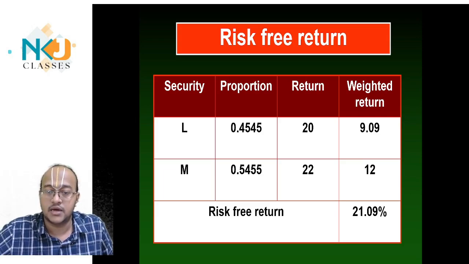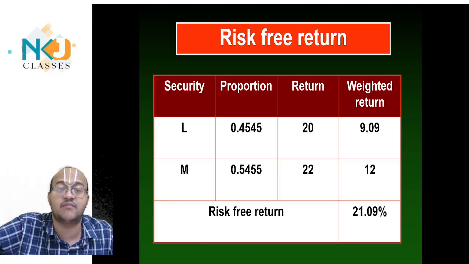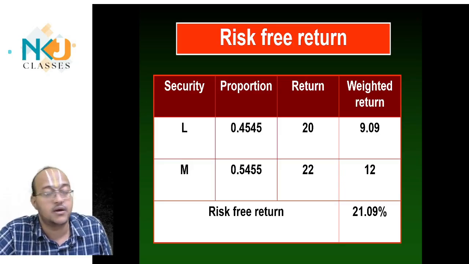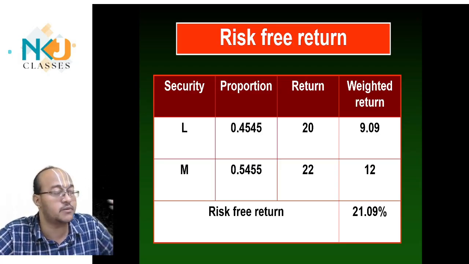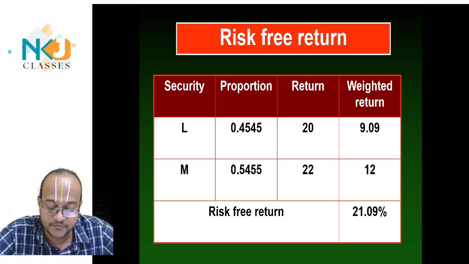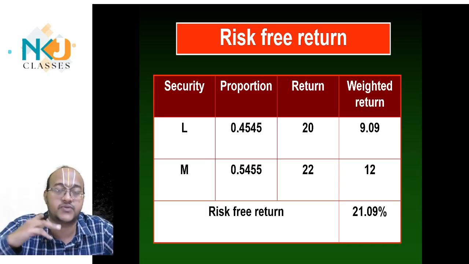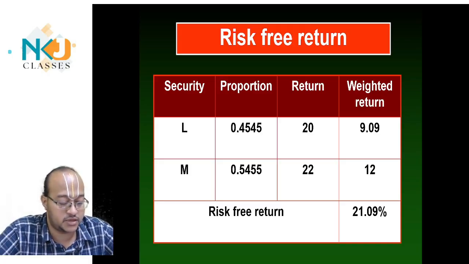But if we inject M into the portfolio, if we add M to the portfolio, to our surprise, what happens? You observe, the risk we can reduce to 0. That is happening. Return is also maximizing, 21.09%, which is higher than the individual L's return. Observed? Can you see this? This is the magic of diversification.